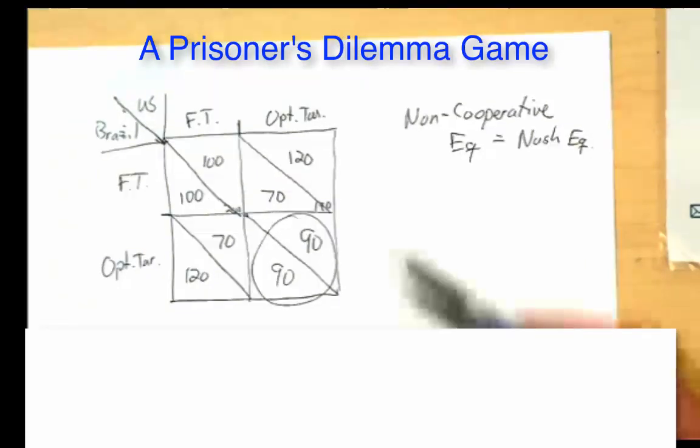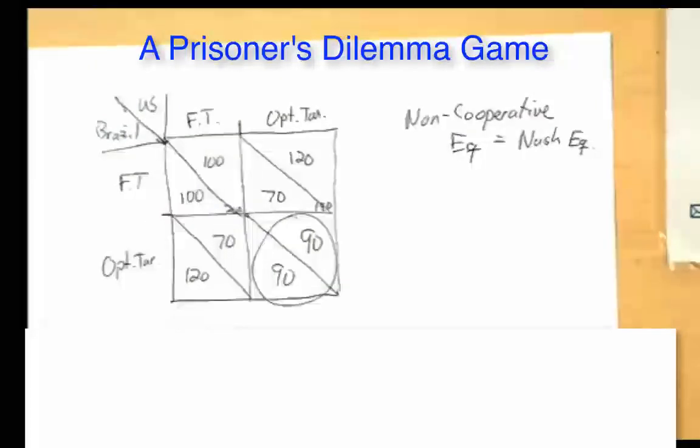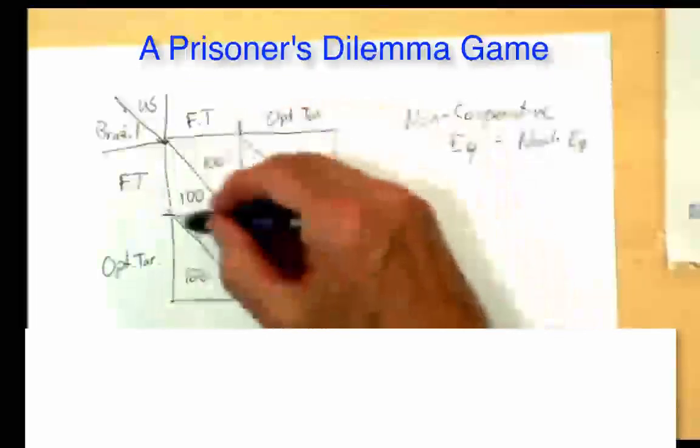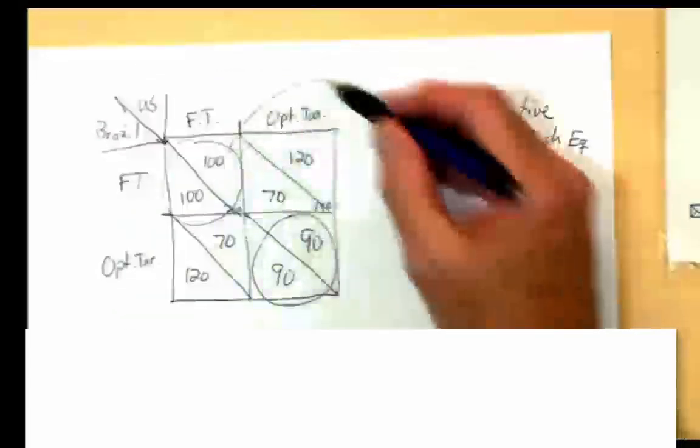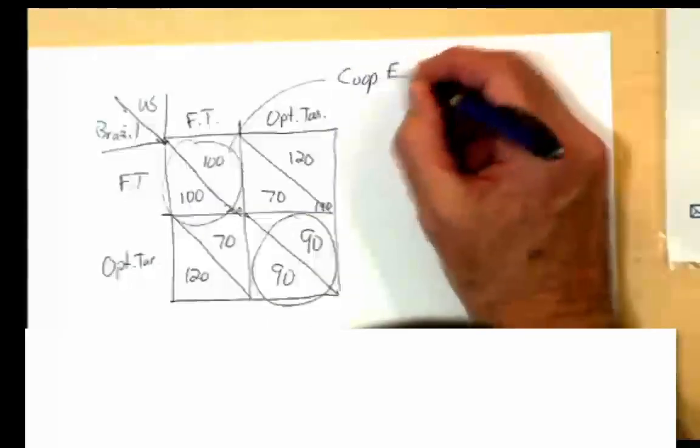Anyway, the dilemma here is, why on earth would countries non-cooperating with each other actually choose something that's inferior to another outcome that's staring them in the face? The answer is they don't have any individual incentive to engage in free trade with each other. And so they get stuck in this kind of Nash equilibrium over here. Now, they can choose this. And we have a name for this particular outcome or equilibrium. We call it a cooperative equilibrium.